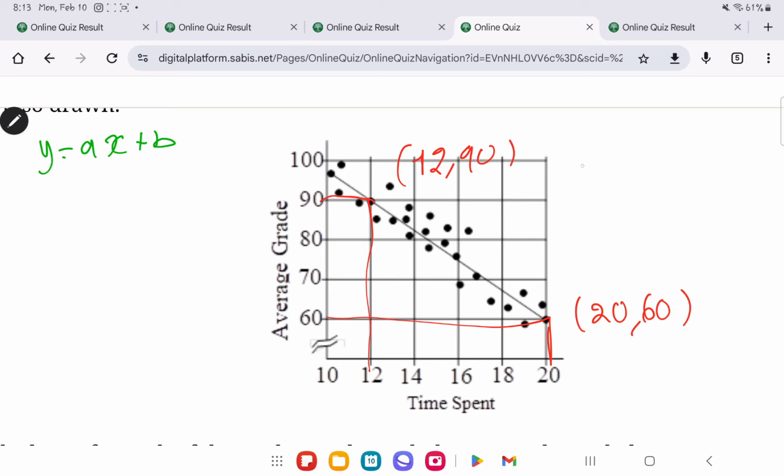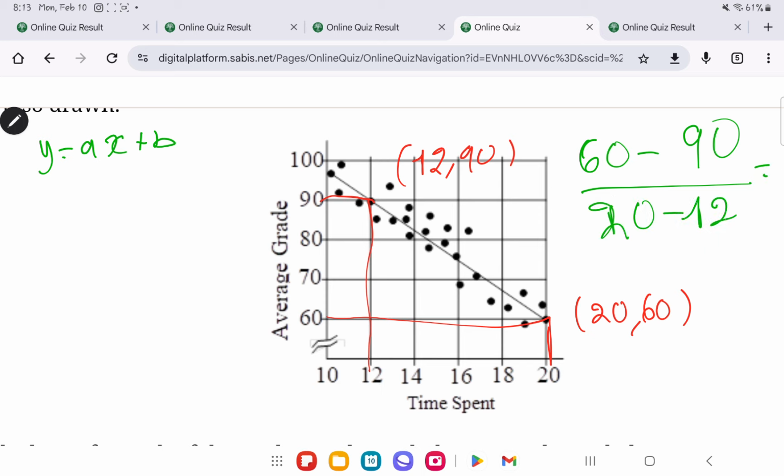So if you put it, it is going to be (60 minus 90) over (20 minus 12). So if you put it on the calculator, you are going to get an answer of minus 15 over 4. So we have the value of a, which is minus 15 over 4. So y is equal to minus 15 over 4 x plus b.